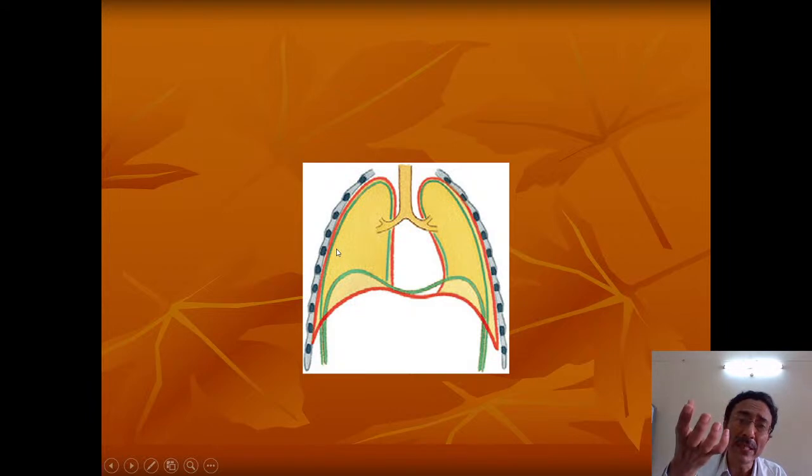So the first step of inspiration: the diaphragm contracts. When the diaphragm contracts, it pulls itself down. When it pulls itself down, the volume of the thoracic cavity is increasing. So the first step in inspiration is contraction of the diaphragm, increasing the thoracic cavity, and the vertical diameter of the thoracic cavity is increased.